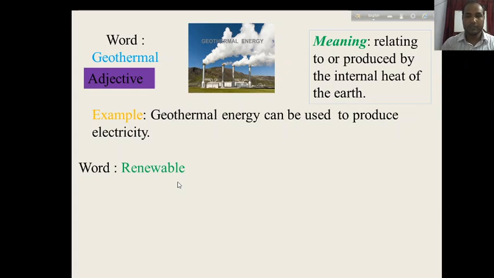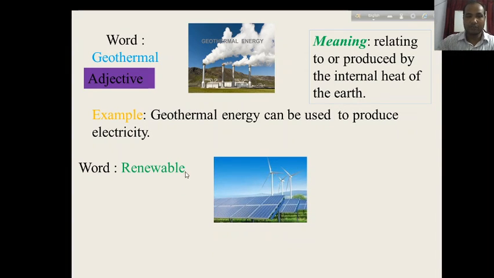And renewable. Repeat with me. Renewable. Here is an example picture for the word renewable. Its synonym is reusable. That means we can use something again and again. We can use the thing repeatedly. That is renewable, and that is replenishable. We can also say replenishable, renewed. That is renewable.